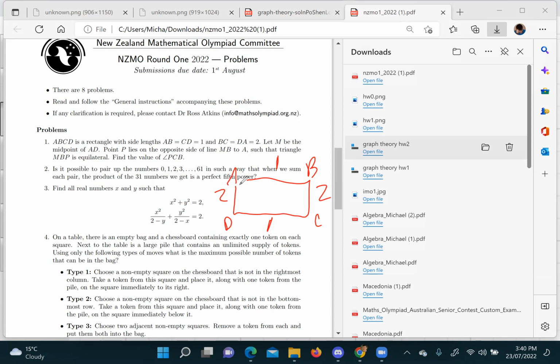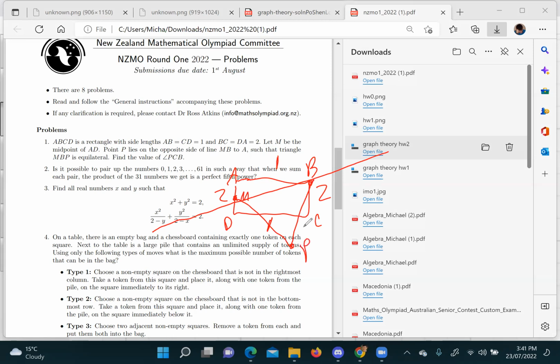Let M be the midpoint of AD. I feel like this is the first question like every year. Point P lies on the opposite side of line MB to A. So this is line MB, yeah? The point P lies on the opposite side of MB to A, such that the triangle MBP is equilateral. So it's like that, yeah?